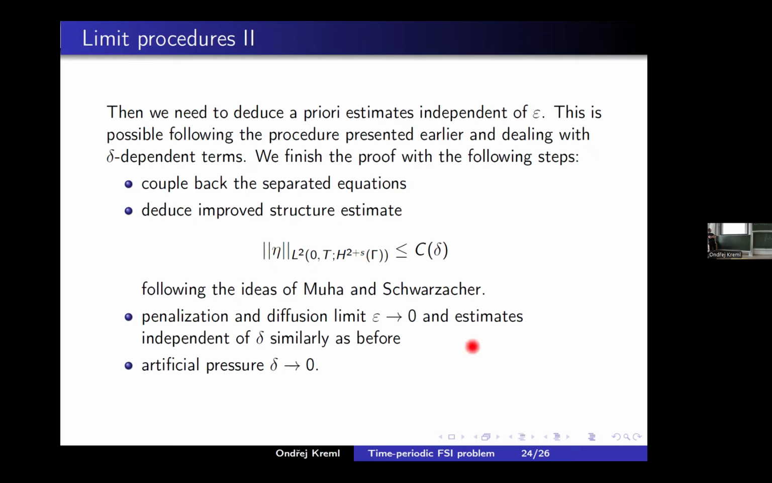And finally, you pass with epsilon to 0. You deduce estimates independent of delta, and you pass with delta to 0. And this is sort of the theory of compressible fluids, and there are really no significant difficulties related here to the fact that you are working with an interaction problem where you have a beam and a fluid interacting together.